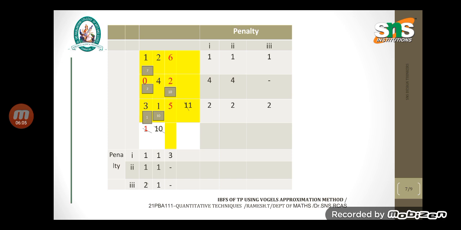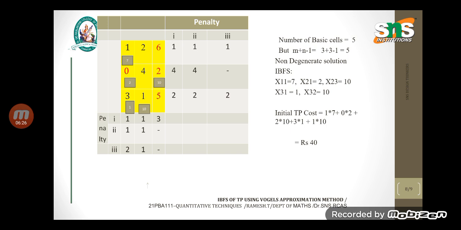So among the third penalty from the row and column side, the maximum penalty is 2, but there are two 2s. The first 2 is in the first column and the second 2 is in the third row, so we choose the first preference. So we choose the first column and the smallest cost. The smallest cost is 1 because the 0 is already blocked. First row, first column. From that the corresponding supply and demand is 7, and we fill everything. So likewise we have completed all these allocations.